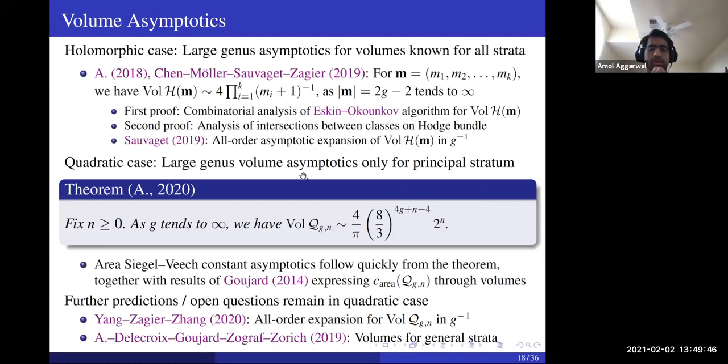There are a few other predictions and open questions in this context. One is an all-order asymptotic expansion. Again, one can divide both sides by the limiting value and try to see what the corrections are. There are some conjectures here by Yang, Zagier, and Zhang. And there are also conjectures for the volumes on arbitrary strata. I won't go into that though.